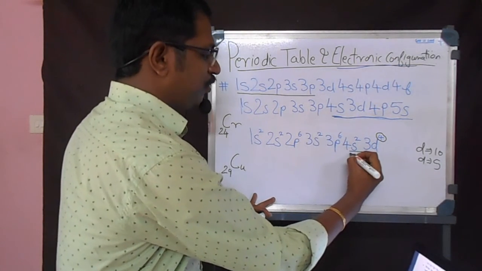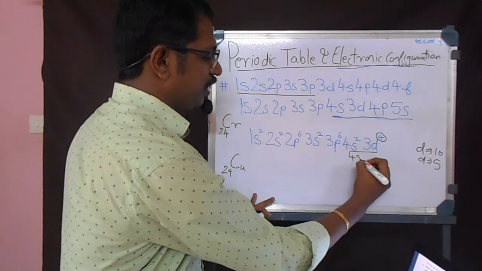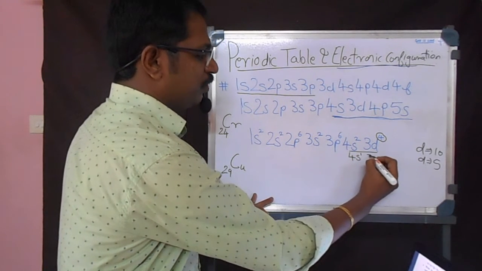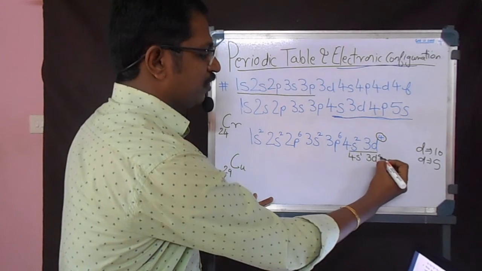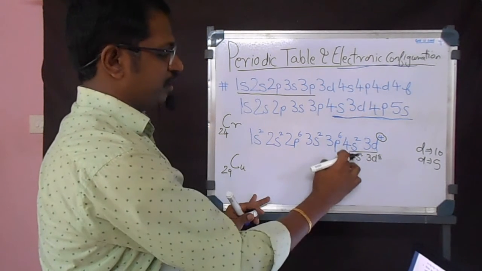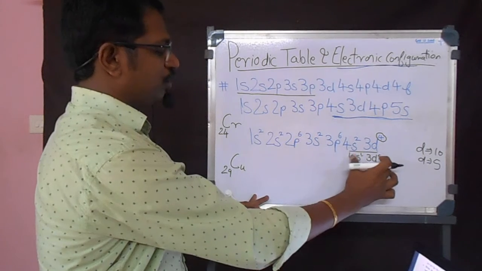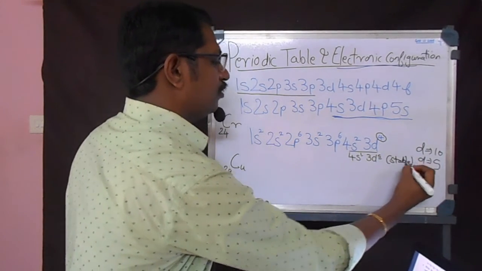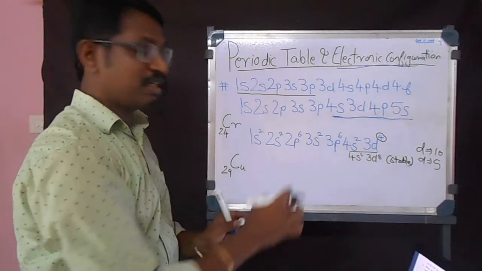So what happens is, this 4s will stay here and it will only have one electron. The next thing is that 3d will become 5. So this is half filled and this is half filled. The rest of the structure is the same. This structure below is more stable than the structure above.